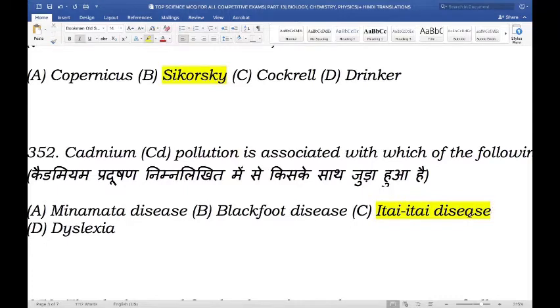Itai-itai directly translates to "it hurts" disease, which was the name given to the mass cadmium poisoning. Itai-itai disease is caused by cadmium exposure produced as a result of human activities related to industrialization. This condition was first recognized in Japan in the 1960s. It is characterized by osteomalacia with severe bone pain and is associated with renal tubular dysfunction.